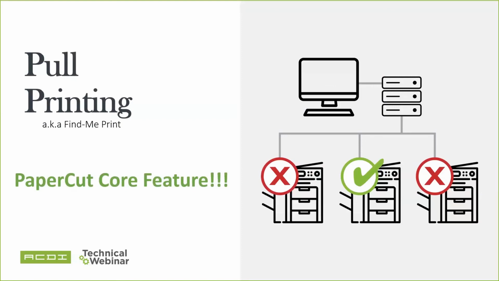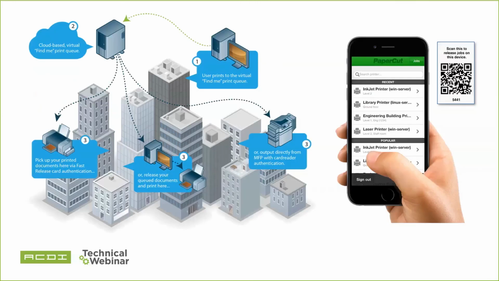Find Me printing solves the problem by asking the print job to find the user rather than having the user find the printer. And it works like this. Step 1, the user prints to a single site-wide global queue where it's held on a server queue, as shown in Step 2. The release, step number 3, can be done in a variety of ways, as shown.